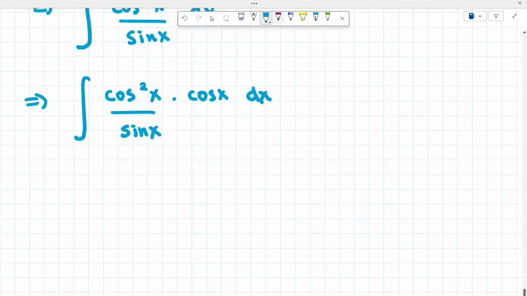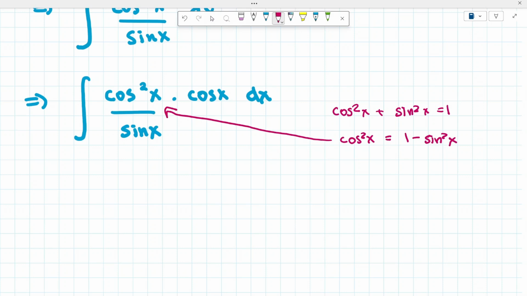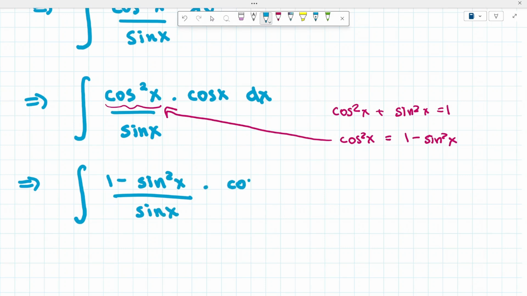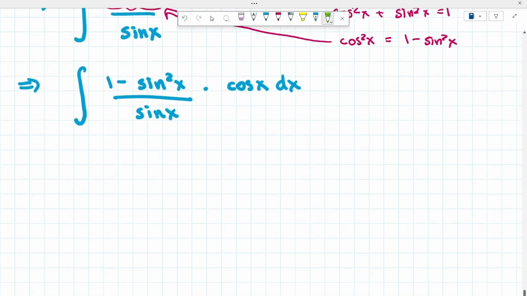And we know from Pythagorean identity that cos squared x plus sine squared x equals 1. So that means that cos squared x equals 1 minus sine squared x. Let's go and import that right over here where we have our cos squared x. So as a result, we now have the integral of 1 minus sine squared x over sine x multiplied by cos x dx. Now we're at a stage where we can perform our U-substitution.